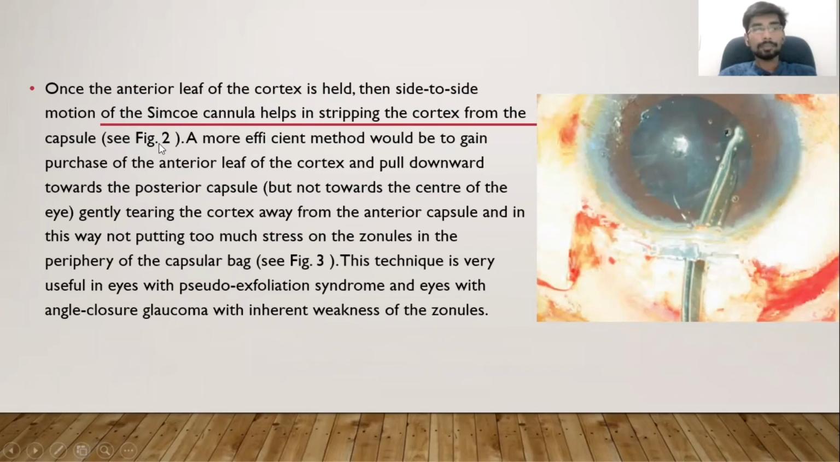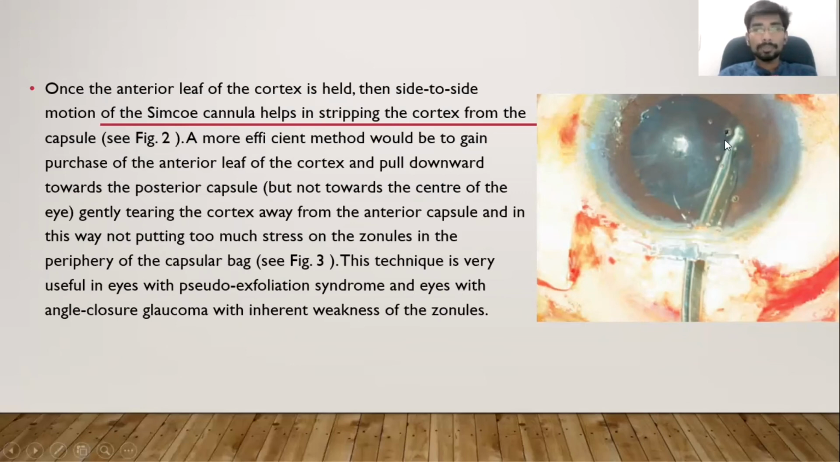from the capsule. A more efficient method would be to gain purchase of the anterior leaf of the cortex and pull downward towards the posterior capsule but not towards the center of the eye, gently tearing the cortex away from the anterior capsule and in this way not putting too much stress on the zonules in the periphery of the capsular bag. This technique is very useful in eyes with pseudo-exfoliation syndrome, eyes with angle closure glaucoma and inherent weakness of the zonules.